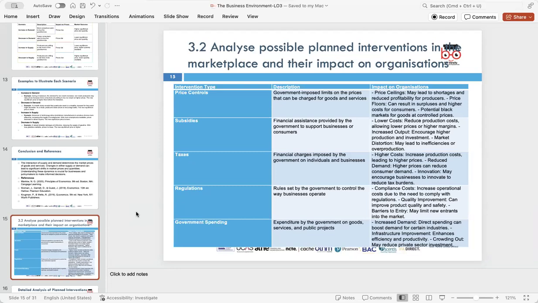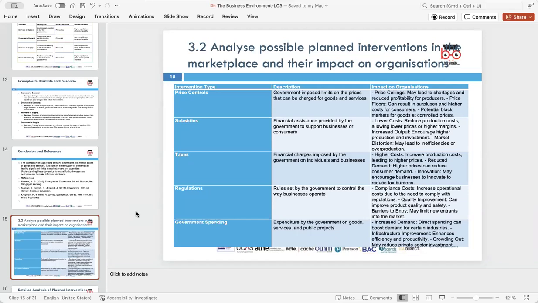Impact on organizations. Price ceiling: setting a maximum price below the equilibrium can lead to a shortage because demand exceeds supply. Producers might face reduced profitability and cut back on production. For example, rent control laws can result in a shortage of rental housing.